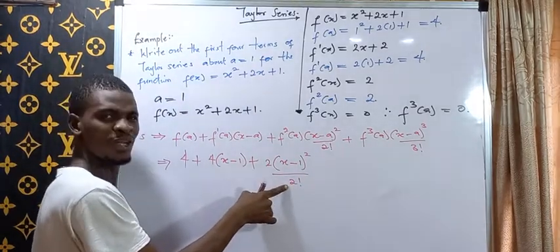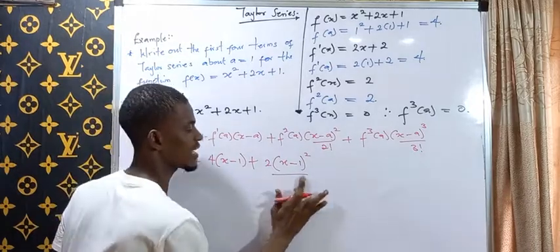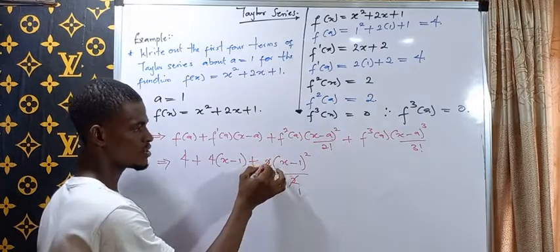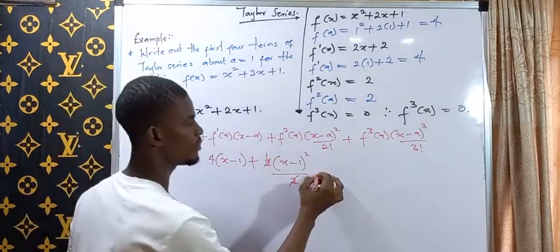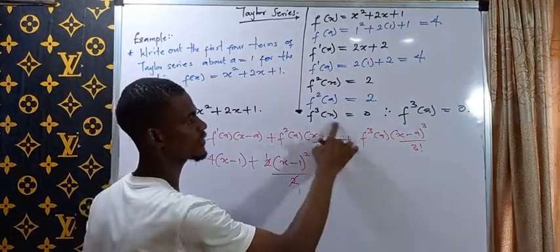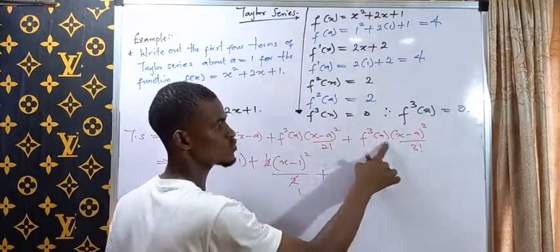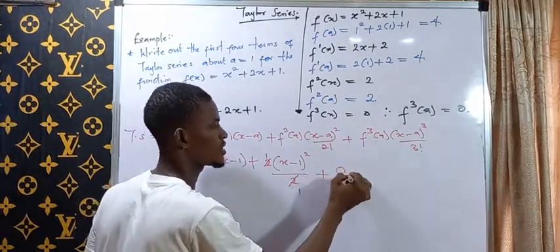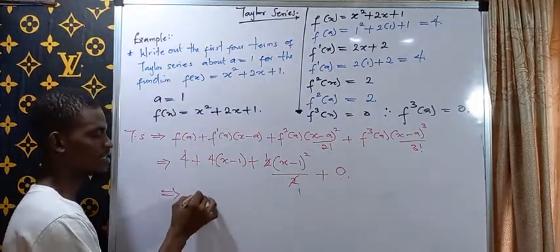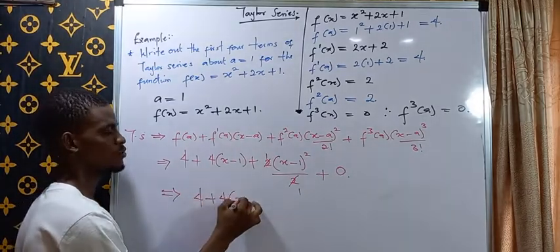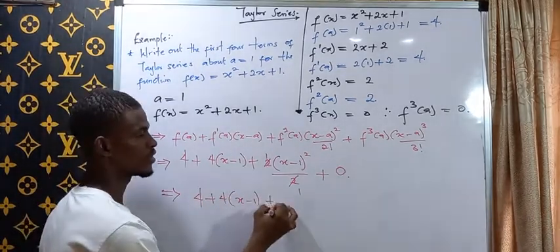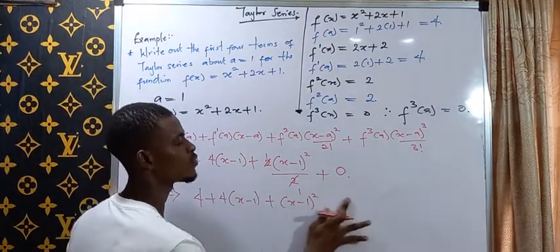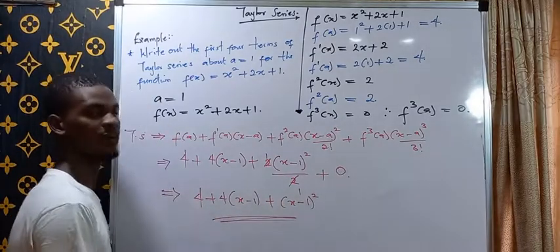But what is 2 factorial? 2 factorial is 2 times 1, 2. So I can clean this to say it is 2. But don't forget, 2 here, 2 here, cancel out. Plus f cube of a. f cube of a is 0. Since this one is 0, the 0 multiplied by everything here will still give us 0. So this last one is 0. So I can say the final answer is 4 plus 4 into x minus 1 plus x minus 1 squared plus 0. Or I let go of this one by saying this is the final answer.